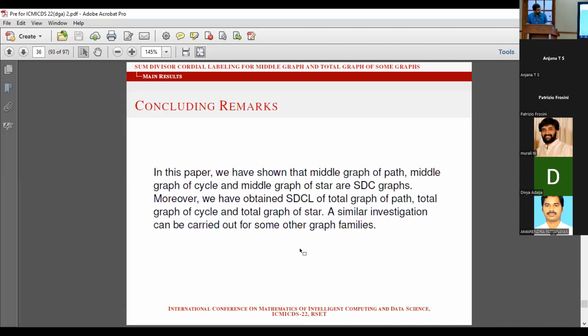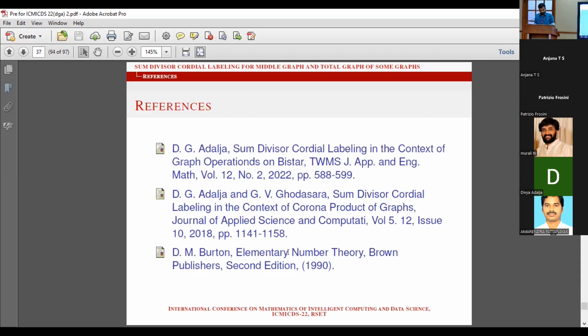This is the conclusion. In this presentation, we have shown that middle graph of path, cycle, and star, as well as total graph of path, cycle, and star, are sum divisor cordial graphs. A similar investigation can be carried out for some other graph families. These are the references.